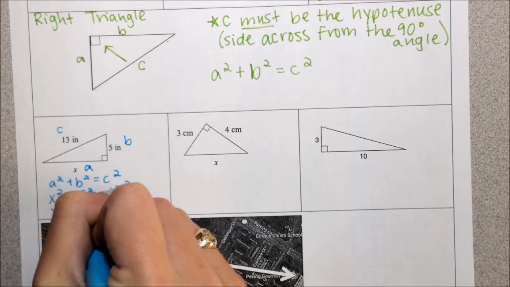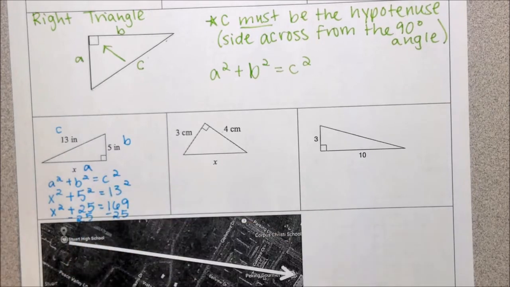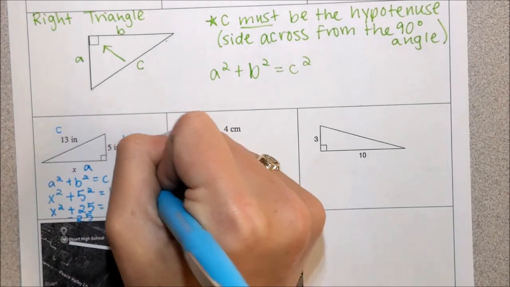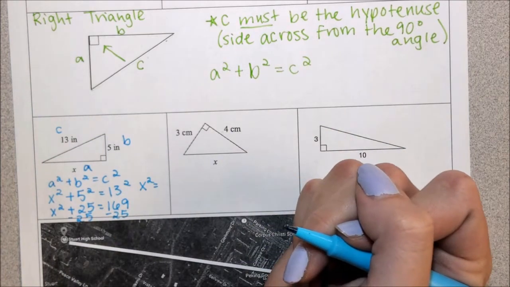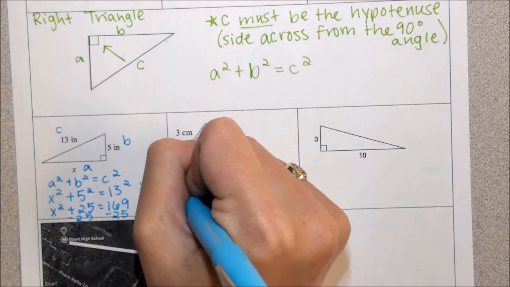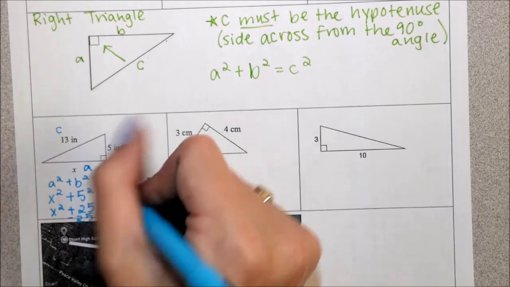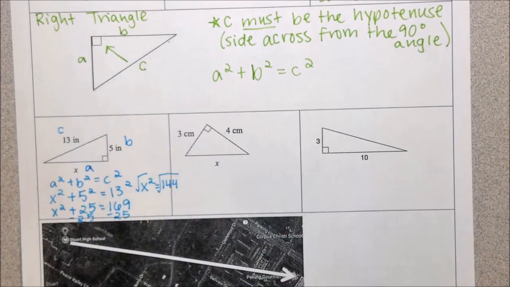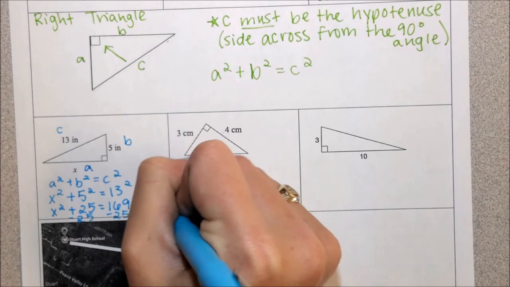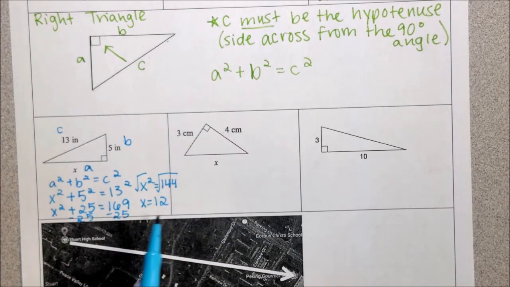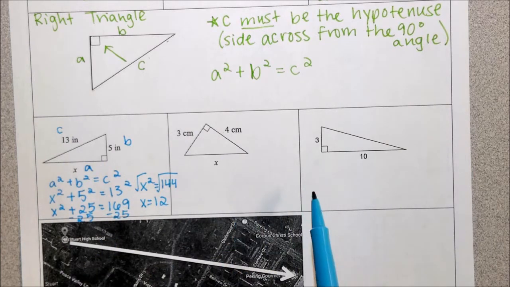I subtract 25 from each side, and I get x squared equals 144. And that's where we did a review problem on our second day of class. The opposite of squared is what we call our square root. So we take the square root of both sides and we get that x equals 12. So this is just a practice problem using our Pythagorean theorem. I'm going to leave these two for us to practice later. You can try them on your own now, but you do not have to.